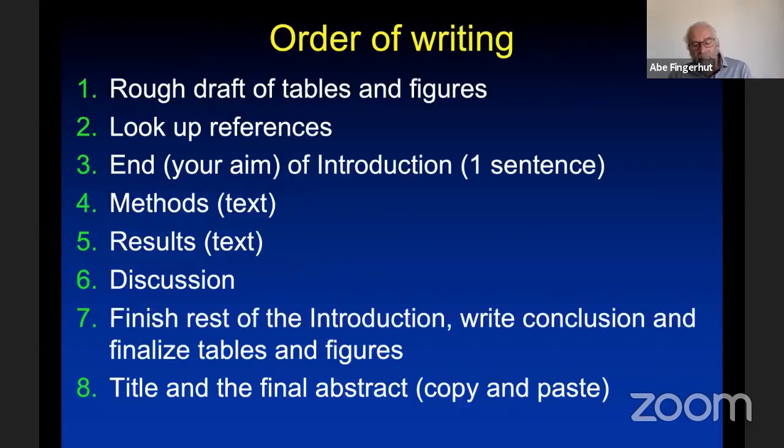My last slide: how do we compose, how do we do this? What we've just said. I usually make a rough draft of my tables and my figures. Then I look up my references. Then I start to write my aim at the end of my introduction, one or two sentences. Then I follow up on the methods and results. Then I write my discussion. But then, only then, do I finish the rest of my introduction to make sure that I'm really citing what is known, not known, where I'm going, where the goal is. I finalize the tables and figures to make sure that the information is correct and it corresponds to what I put into the text. And then, and only then, title and abstract.